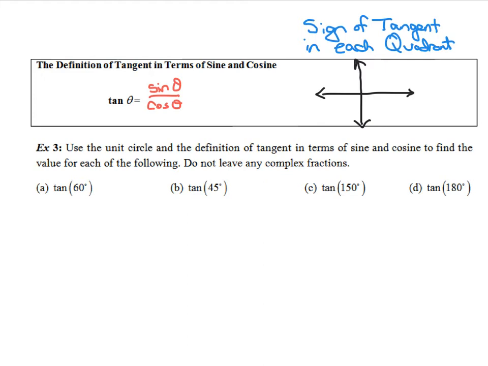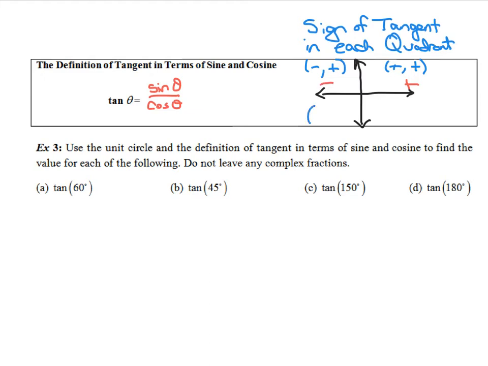So let's just recall that in quadrant number 1, I know that my x-coordinate is positive and my y-coordinate is positive. So since tangent is sine divided by cosine, when I divide positive by positive, I'm still going to get a positive answer. So I'm going to put the tangent in red. In quadrant number 2, I know that my x-coordinate is negative, my y-coordinate is positive. So when I divide sine by cosine, I'm getting a negative answer for my tangent.